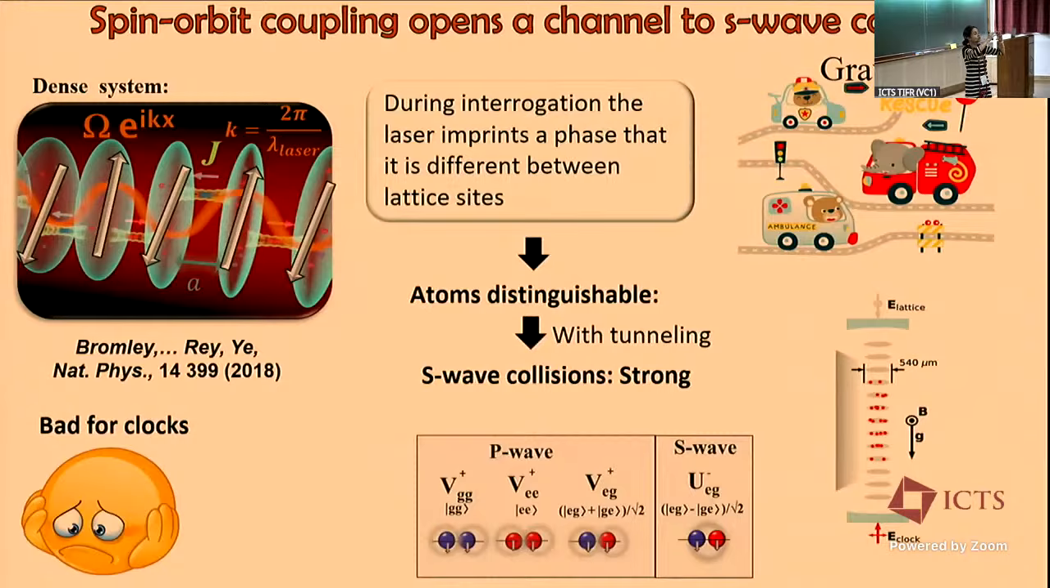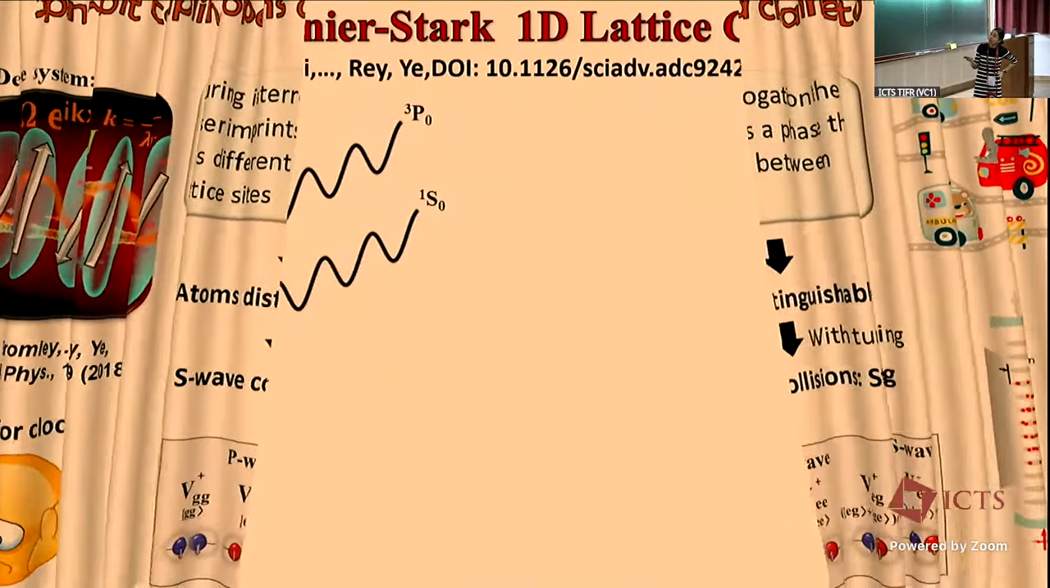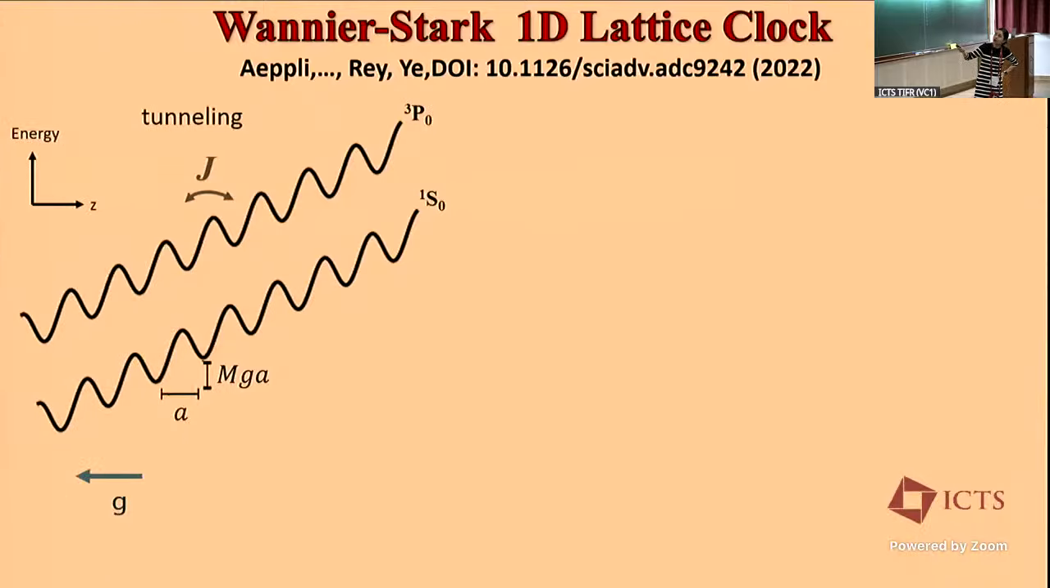So in this horizontal direction, the atoms were going to have very bad effects when we reduce the lattice depth because of the spin orbit coupling. But the next step was trying to make the clock vertically and use gravity to our rescue. So what we built, the next generation of the clock, is what we call a Wannier-Stark 1D lattice clock. That is a clock that operates vertically.